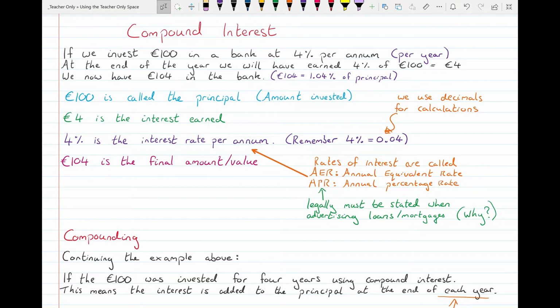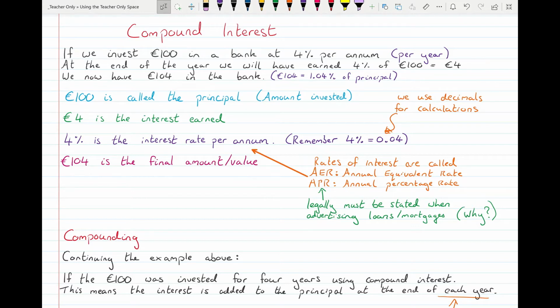If we invest €100 in a bank at 4% per annum, which means annually or per year, at the end of the year, we will have earned 4% of the €100. So we'll have earned €4. So then we have €104 in the bank. So €104 is 1.04 times what's called the principal.